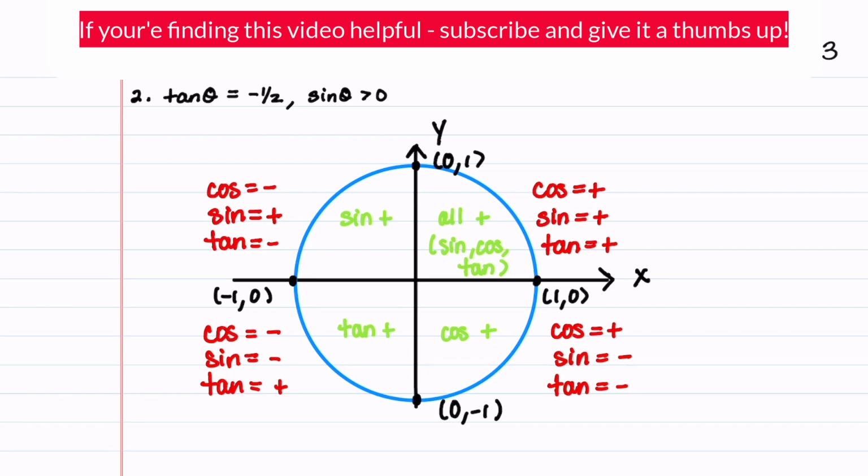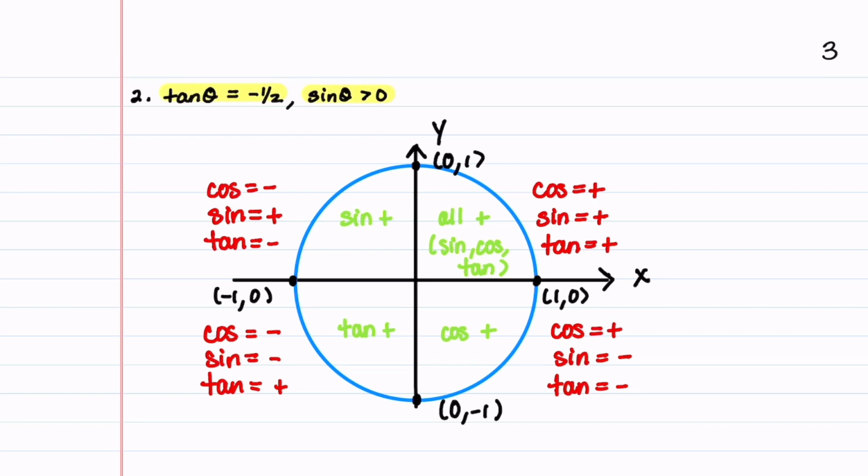In our second example, tangent theta is minus 1/2, and sine theta is greater than 0. This example is different than our first one because in this example, we need to determine the quadrant where theta is located. Since tangent theta is negative, and sine theta is positive, theta is going to be located in the second quadrant.